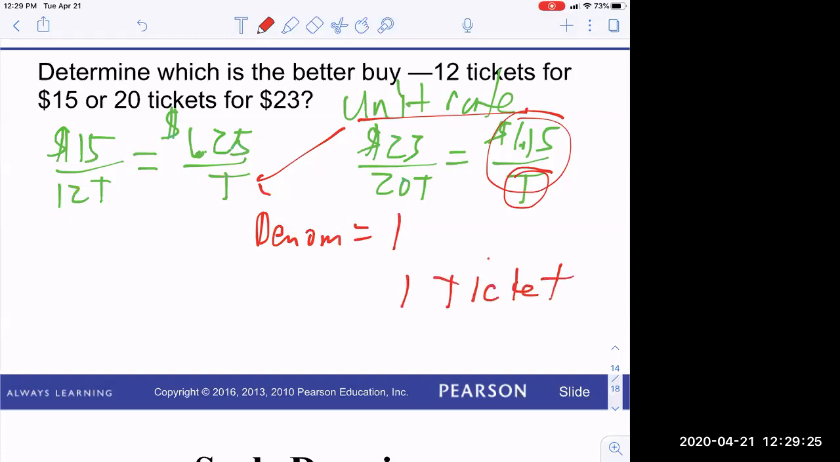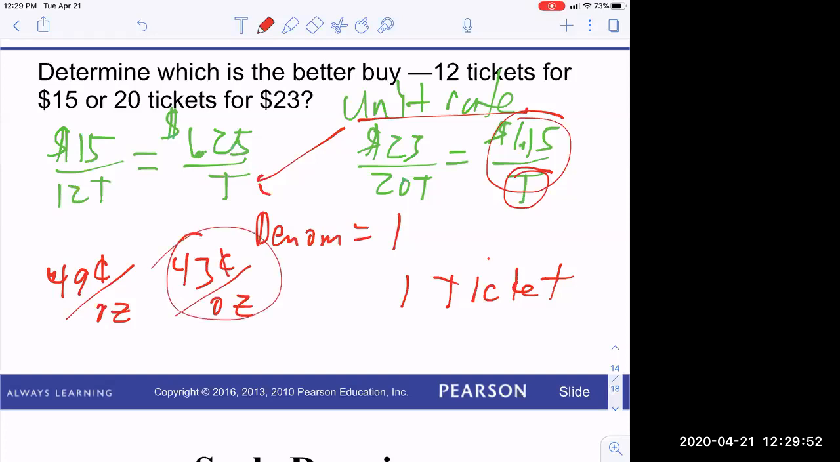When you get to the store and you go shopping, if you want to compare cereal, you may see one thing priced at, I think they do ounces and cents. So you may see like 49 cents per ounce versus 43 cents per ounce. And by law, they're supposed to do this. So you got a unit rate so you can easily see the better buy.